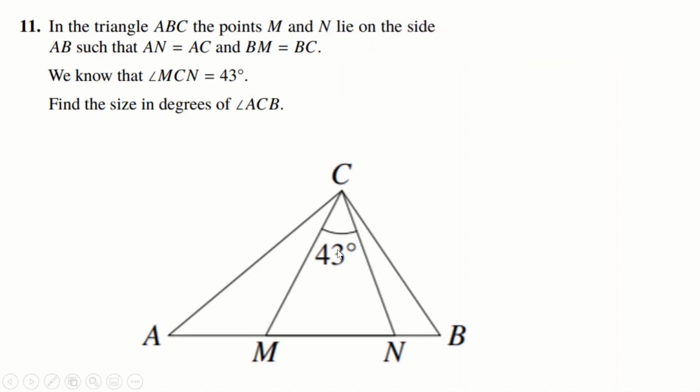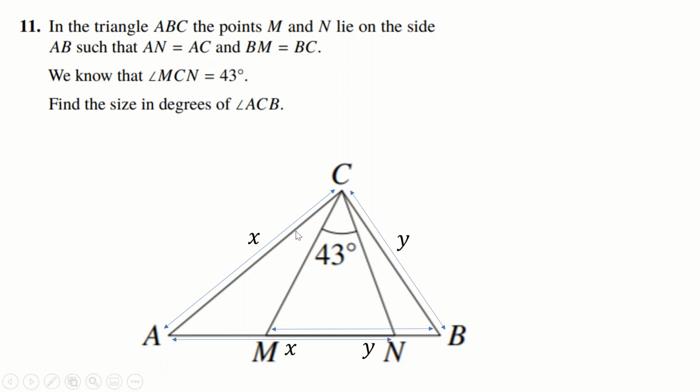Good. Question 11. So this is a bit confusing, this question. AC is the same length as AN. Now you could put dashes here, but I think that gets really confusing. So I'm actually just going to say this length is X and so is that length, just so that I know exactly what I'm talking about. And likewise BM, which is this length, is equal to CB, so that length is equal to that one. And that's, I think, more clear to me than putting dashes.